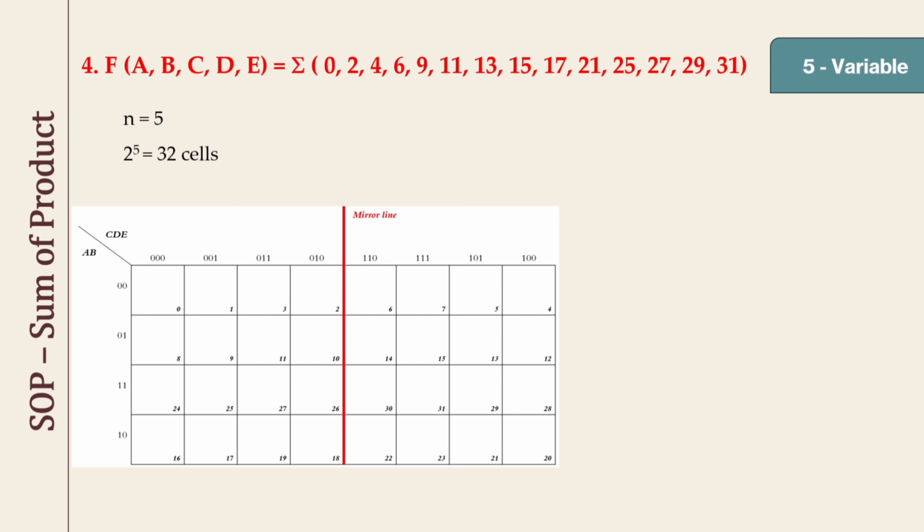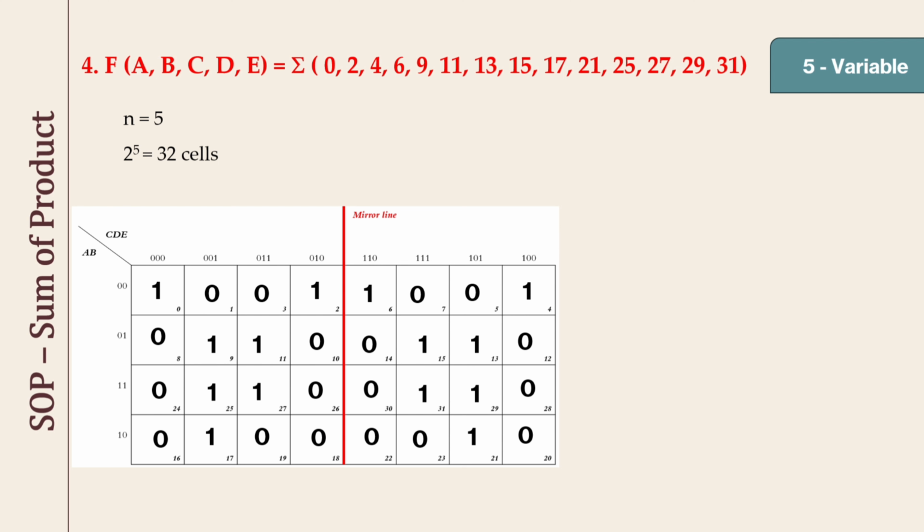You can see the red line in the middle of the K-map, which represents that when you go for the grouping, you can consider the mirror grouping also. You can understand this mirror grouping when you go for grouping the cells. Now let's fill the logical high values in the cells with respect to the problem statement. Let's fill the logic 1 at the cell numbers 0, 2, 4, 6, 9, 11, 13, 15, 17, 21, 25, 27, 29 and 31. And the remaining empty cells will be filled with 0.